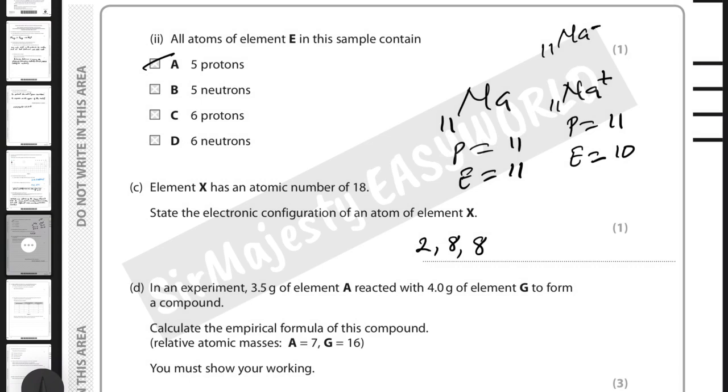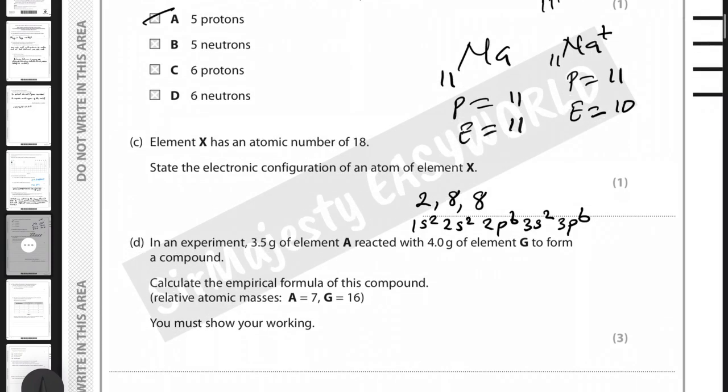Or rather, you can equally use 1s2, 2s2, 2p6. We have distributed 10, then 3s2, and that's 12 for you. Then 3p6, which is 18. And this is actually for argon.